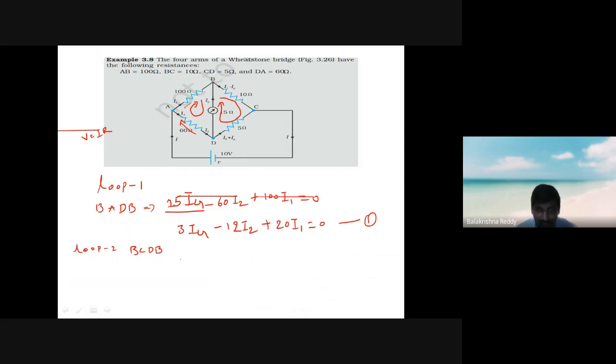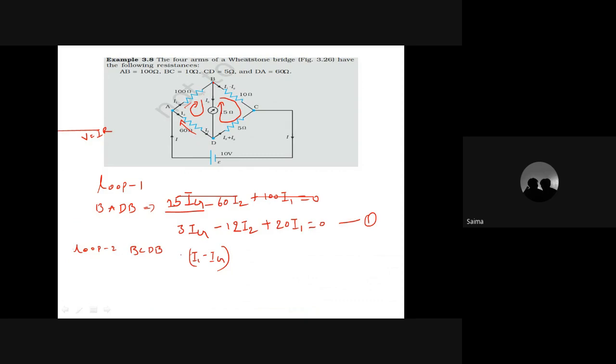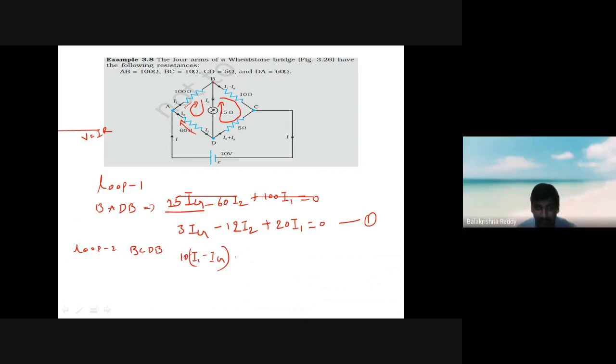B means where it started, the same, but it went towards the C side. So (I1 minus Ig) into how much? 10 ohms has been given. So 10, and the next CD branch is opposite: minus (I2 plus Ig) and 5 ohms. The next, Ig across: Ig minus 15 Ig equal to 0. Now here also we can take up the common after multiplying inside.